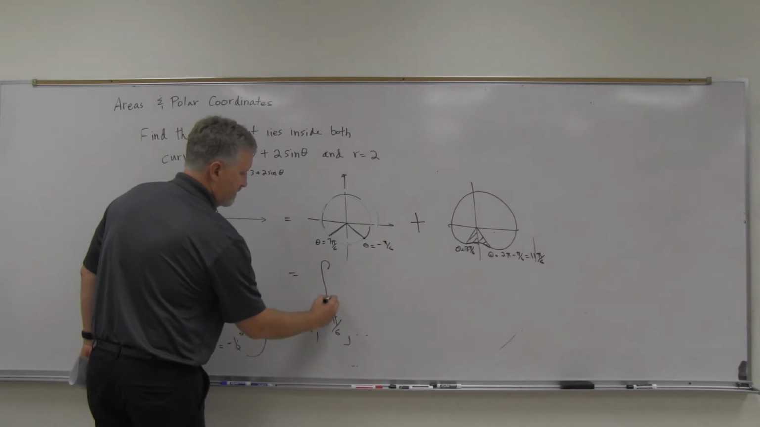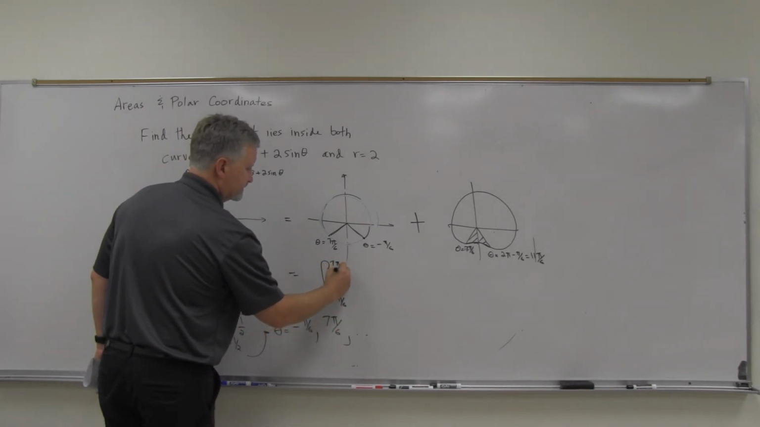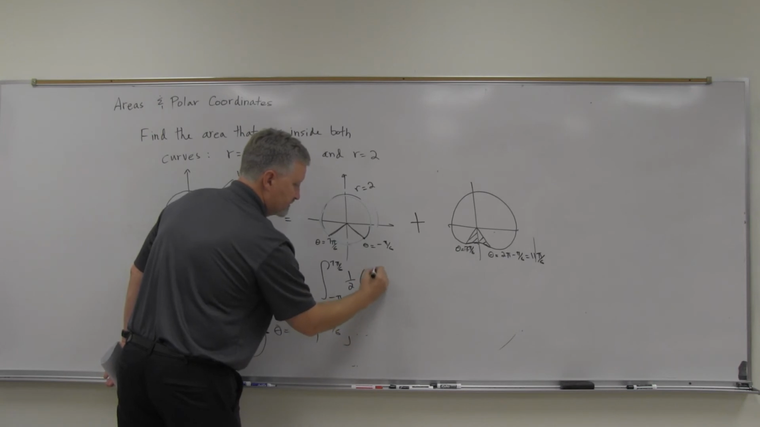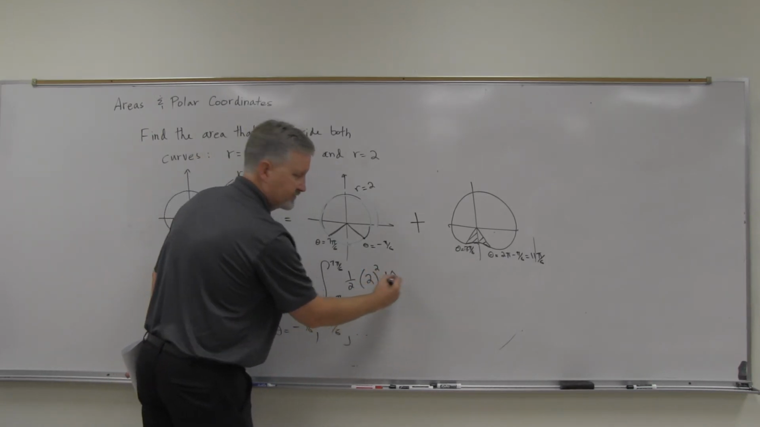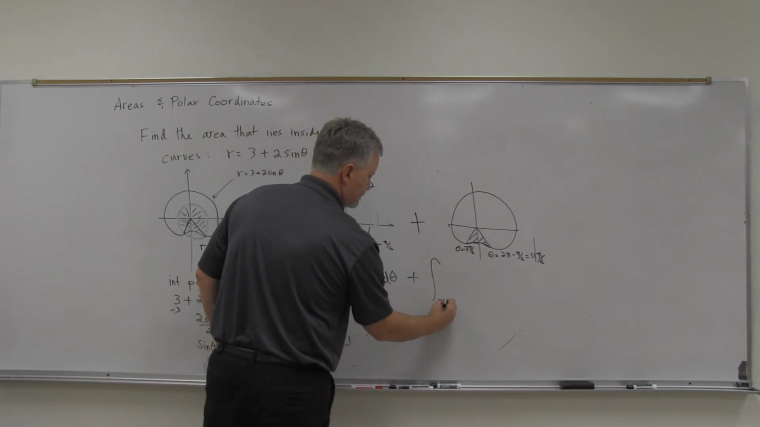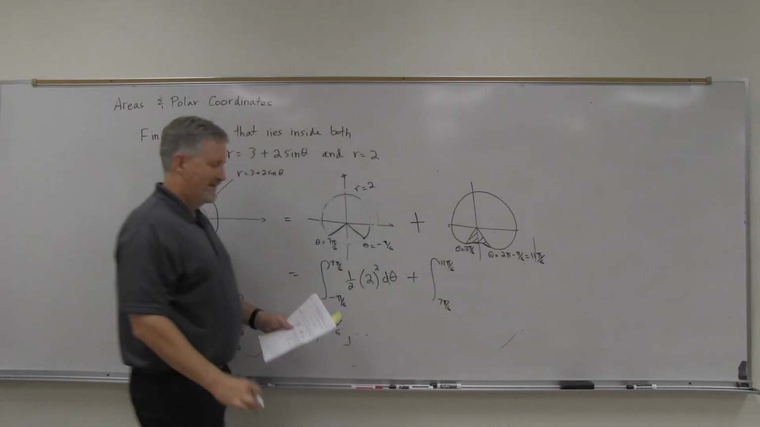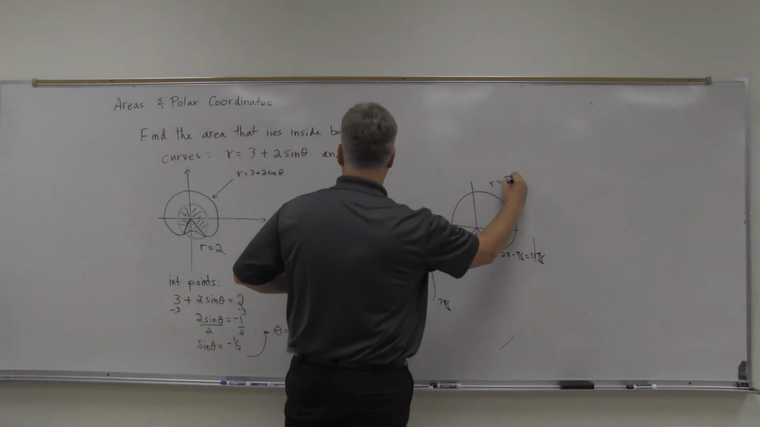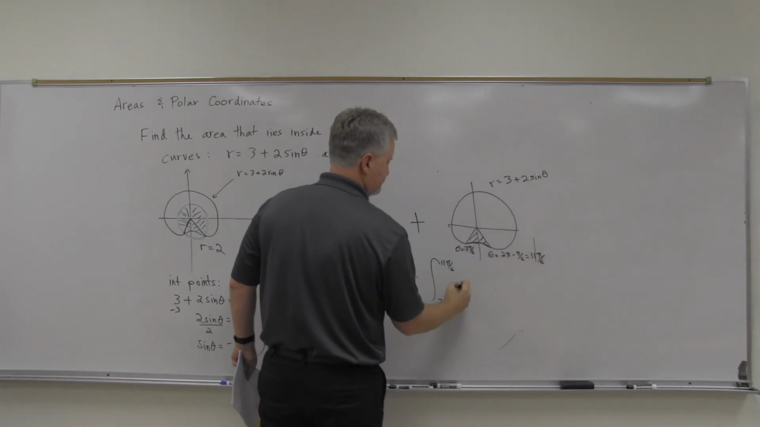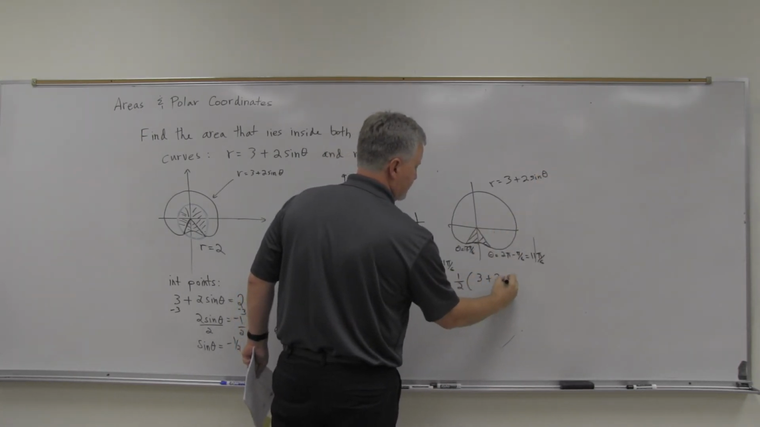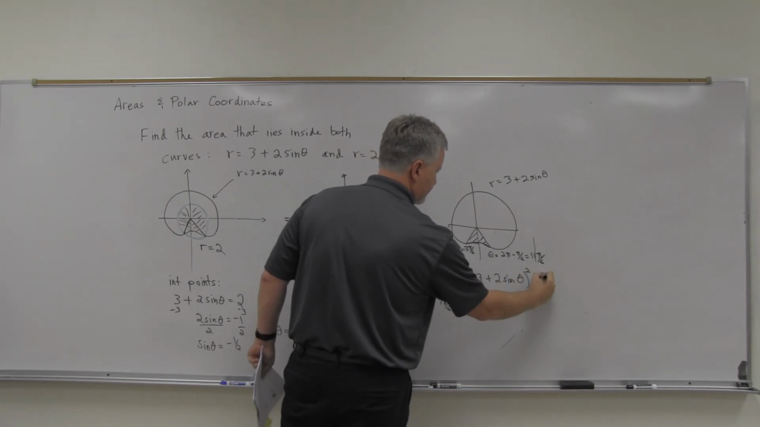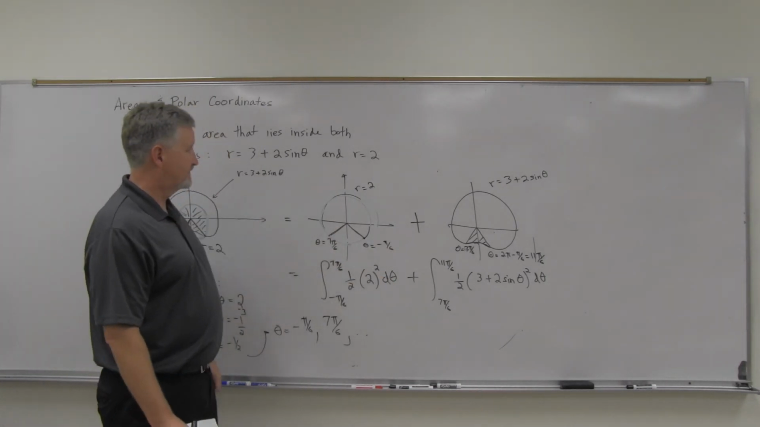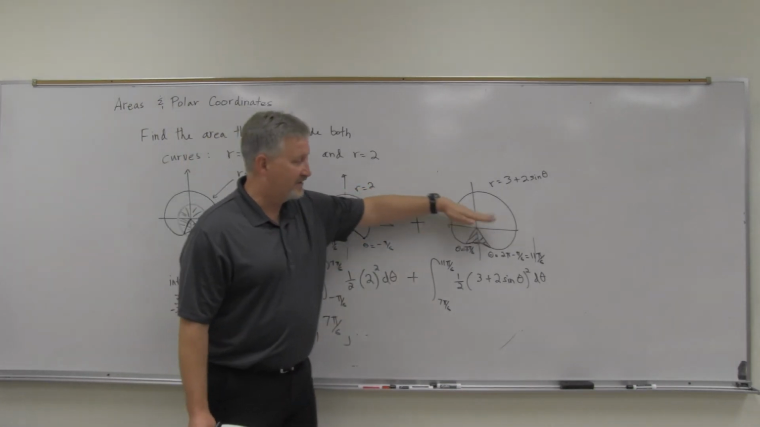What would be this integral here, from -π/6 to 7π/6? 1/2, and this is r equals 2, isn't it? So 1/2 times 2 squared, you've got to square it, d theta. That one's going to be easy. Plus the integral from 7π/6 to 11π/6 of the cardioid, which is 3 plus 2 sine theta, so 1/2 times (3 plus 2 sine theta) squared d theta. So not only do you have two separate integrals, you're adding them, not subtracting them. And the limits are different because you're sweeping out different areas.